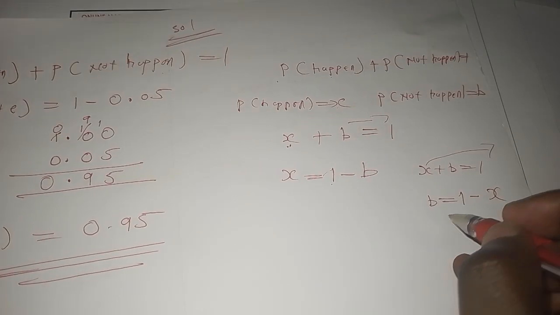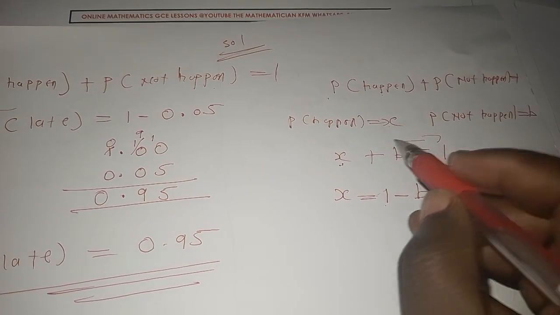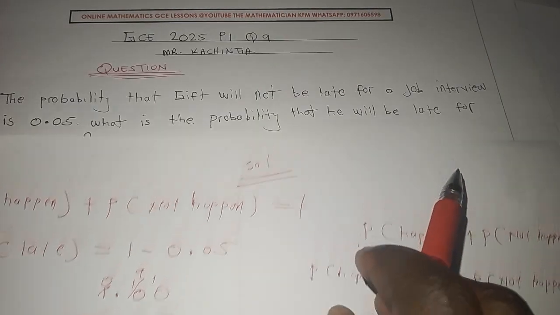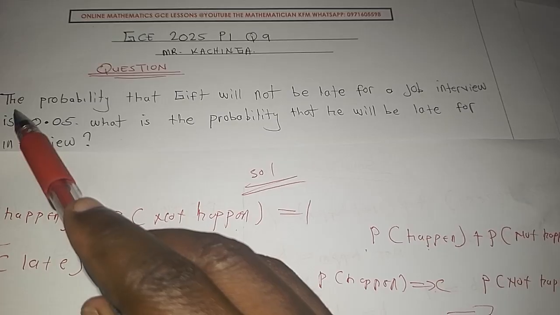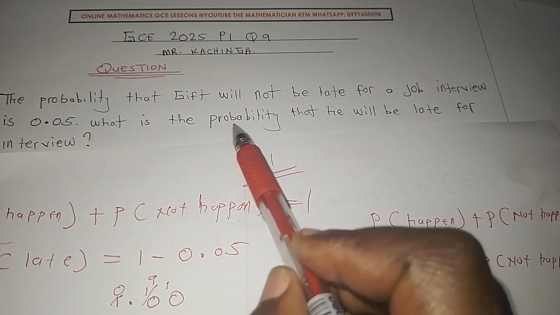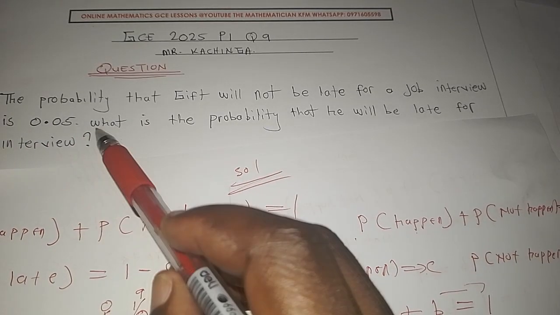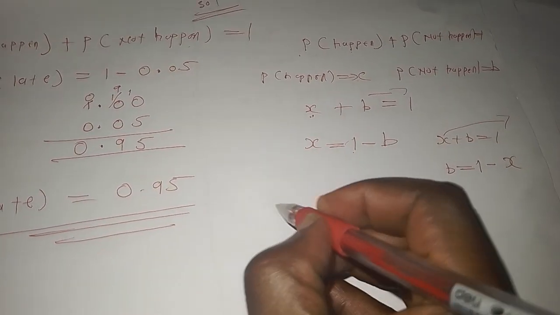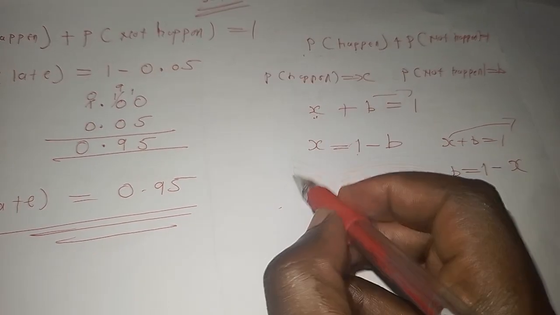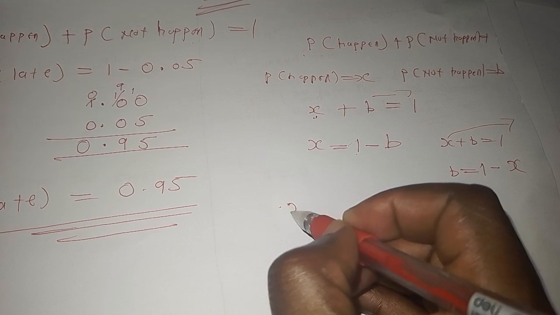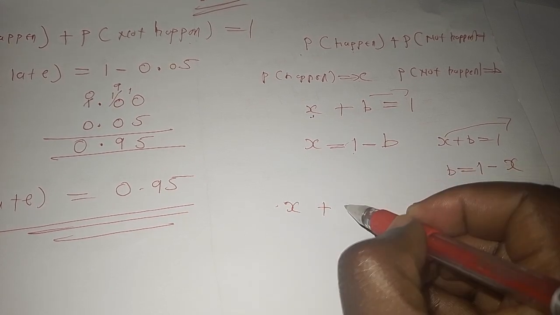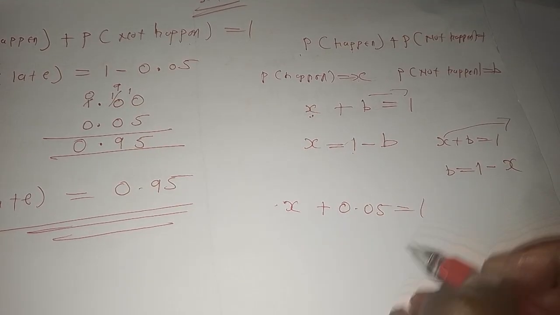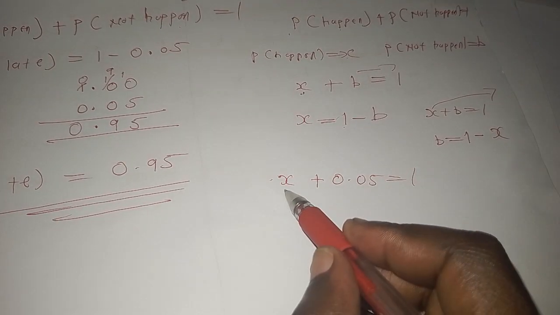Now, let's say in this case, if you look at the question that we have been given, they say the probability that Gift will not be late for the interview is 0.05. So not late is 0.05. Let's say the probability of being late is x, which we don't know. Then x plus not late, 0.05, equals 1. You see that? Now we want to find the x in this case.